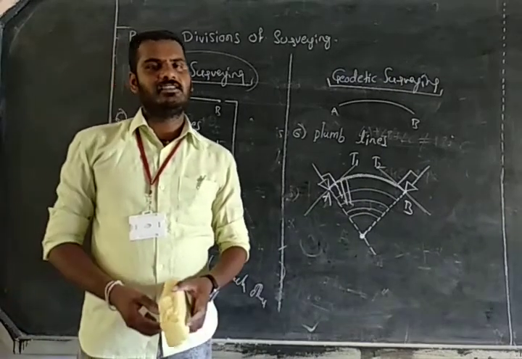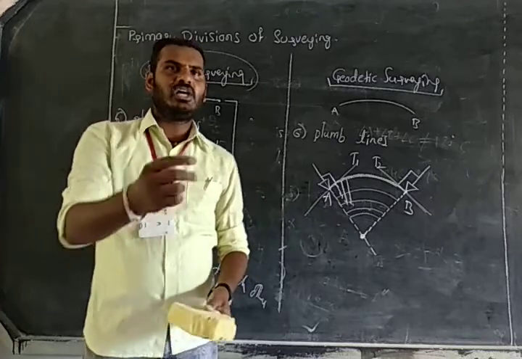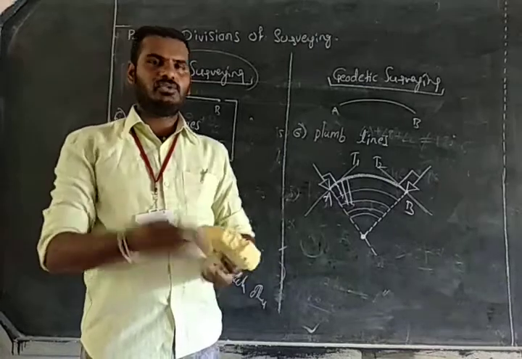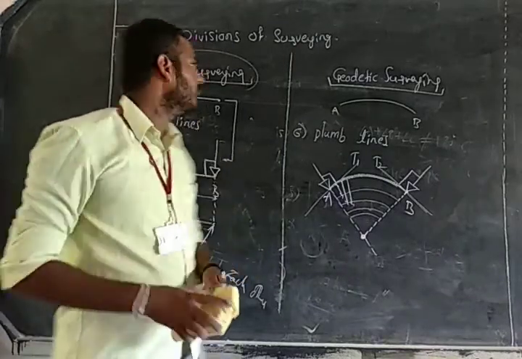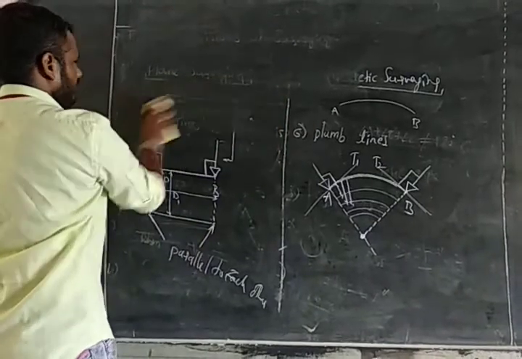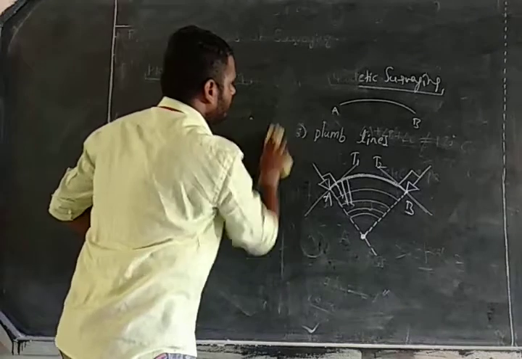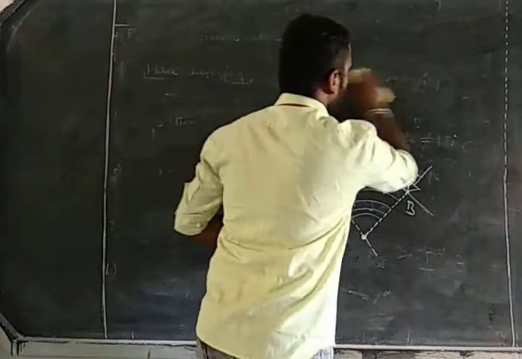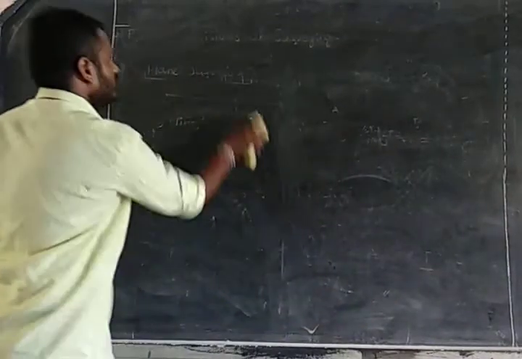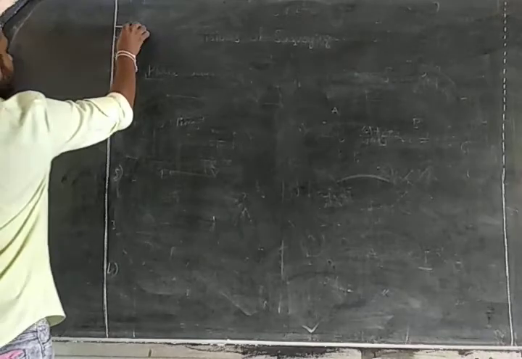In the next class, we will see the secondary divisions of surveying. So now I would like to write here the secondary divisions of surveying, then we will go through the explanation in the next class. What do you think of secondary divisions? Primary divisions are based on the curvature of the earth. So next we have secondary divisions, so we will see what the secondary divisions are now.